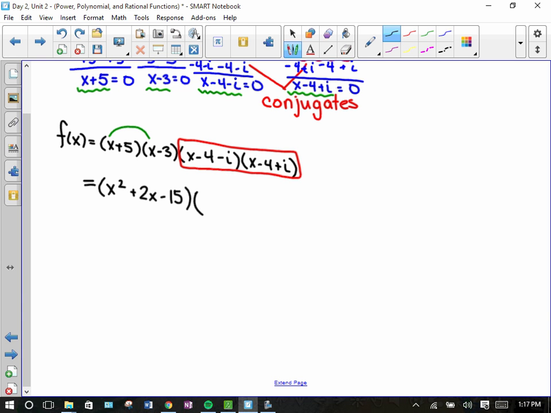I'm going to multiply this x by everything over here, then this negative 4 by everything over here, and this i by everything over here. x times x is x squared. x times negative 4 is negative 4x. x times i is positive ix. Negative 4 times x is negative 4x. Negative 4 times negative 4 is positive 16. Negative 4 times i is negative 4i.